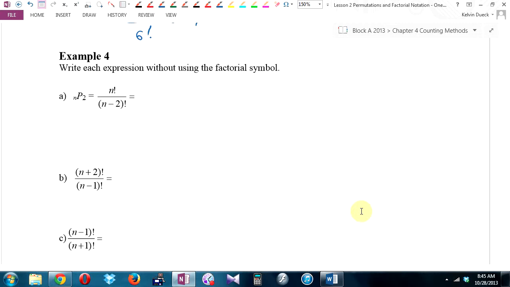You're right, n. That's the one that I start to expand. If the bigger thing was on the bottom, I would start to expand the bottom. In this case, the bigger thing, the n, is on the top. I'm going to expand that in factorial notation. It's going to look like this: n times 1 less.